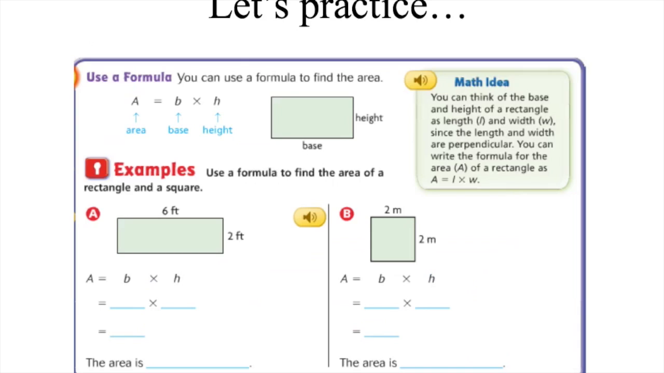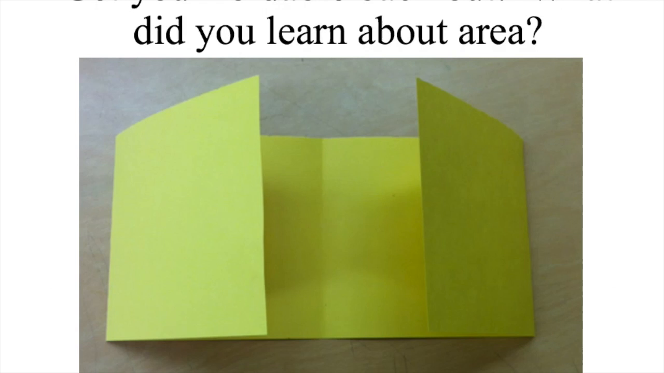We're going to use base times height to find the area of a shape. So when we look at the example, we have a base of 6 and a height of 2. The base is 6 feet, the height is 2 feet. 6 times 2 is 12, so the area would be 12 feet squared. When I look at base times height here, I've got a base of 2. I've got a height of 2. 2 times 2 is 4, so the area would be 4 meters squared. Now, get your T-chart back out. What did you learn about area?